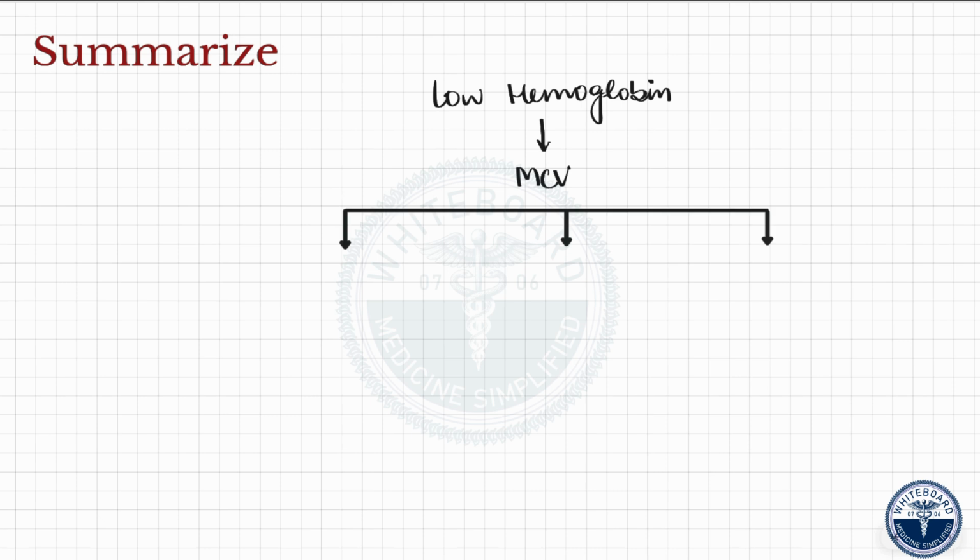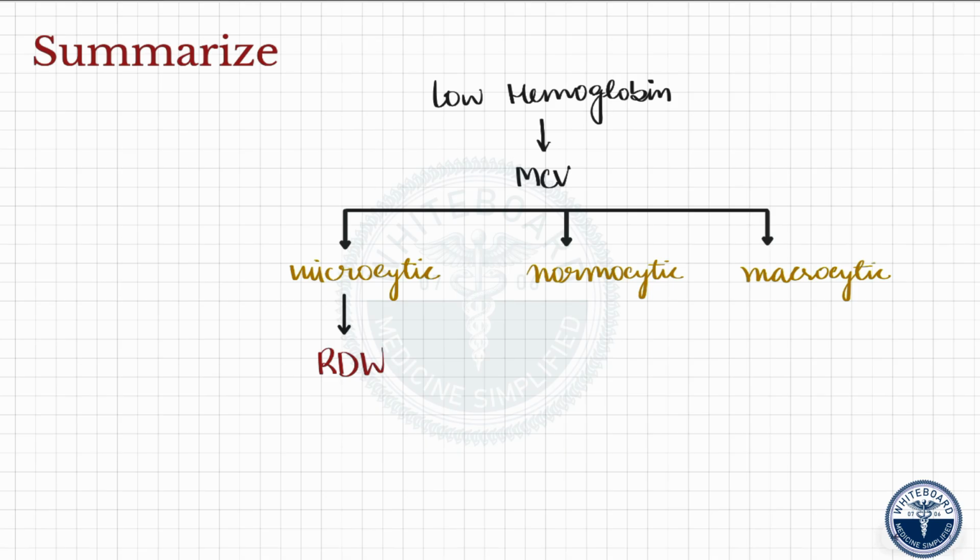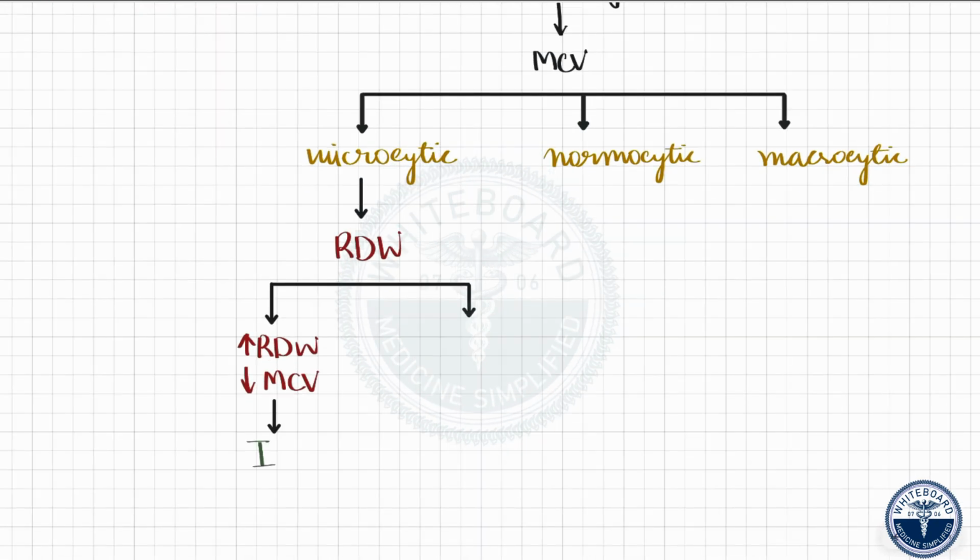So if we want to summarize how to proceed with a case of low hemoglobin or anemia, the approach should follow a simple and logical sequence. After confirming that hemoglobin is low, the next step is to classify it using the MCV, which immediately tells us whether we are dealing with a microcytic, normocytic, or macrocytic pattern. After that, we assess the RDW to understand the degree of size variation among the red cells, which helps us distinguish between conditions that share a similar MCV, for example, a high RDW with low MCV suggesting iron deficiency, while a normal RDW with low MCV points more toward thalassemia.